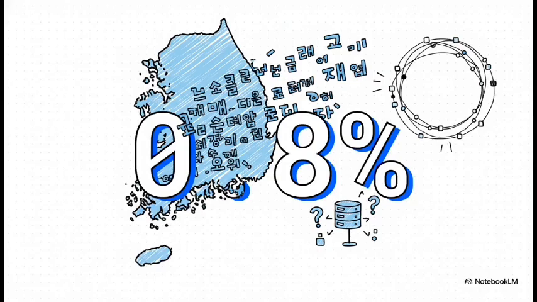Get this, even though 80 million people speak Korean, it makes up just a tiny fraction, 0.8%, of all the content on the indexed web. Just for comparison, English is over 50%. When you're training an AI, data is literally the food it eats. So what do you do when the pantry's almost empty?